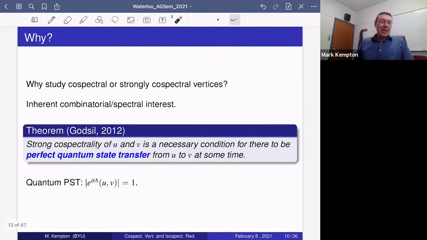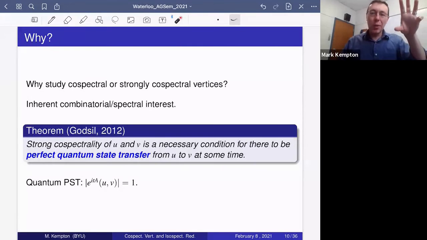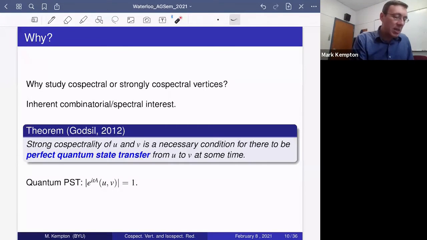Now, having said that, I feel like most of the study of cospectral vertices specifically has been motivated by this application to quantum state transfer in a graph. I know a lot of you are already familiar with this, so I'm not going to dwell on all the background of this application, but the problem of transferring a quantum state from one position in a network to another basically boils down to understanding this matrix, the matrix exponential e to the iT times the adjacency matrix.